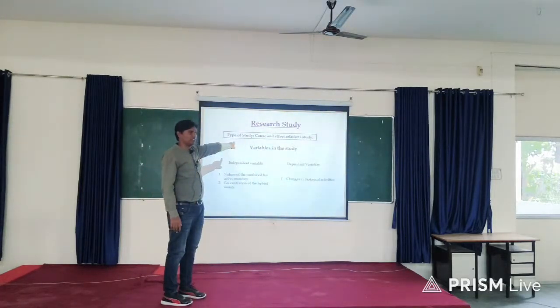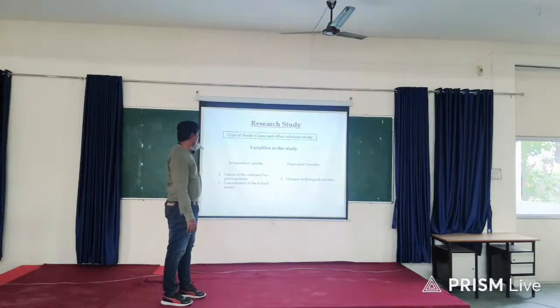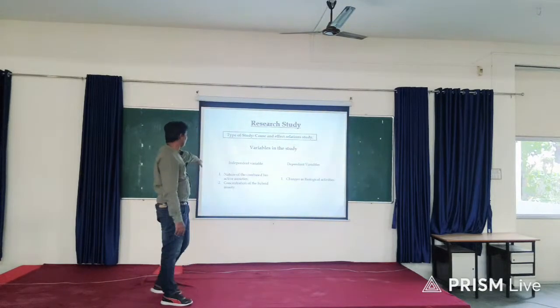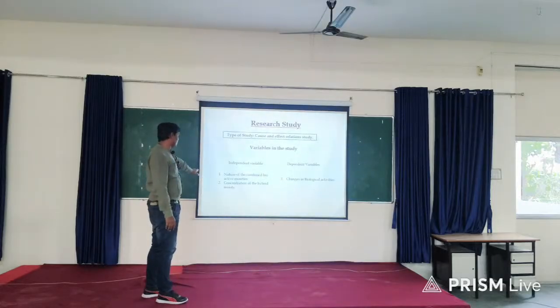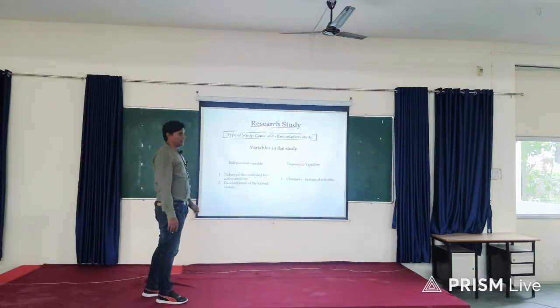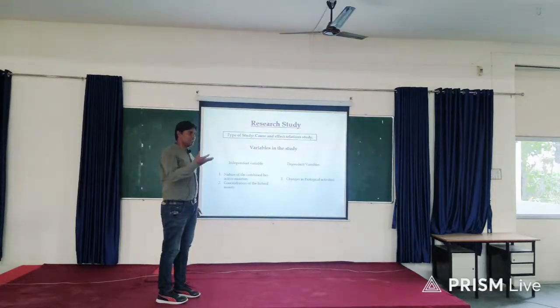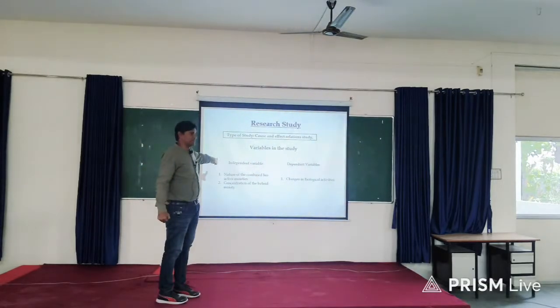Next, once again, variables in the study. Very important. Here also, we identified independent variables and dependent variables. The independent variables are the nature of the combined bioactive moieties and the concentration of the hybrid moiety. Why have I included nature? Because I have the choice to select whether isatin or imidazole or any other nucleus. That nature is in my hands. That's why I included it as an independent variable.